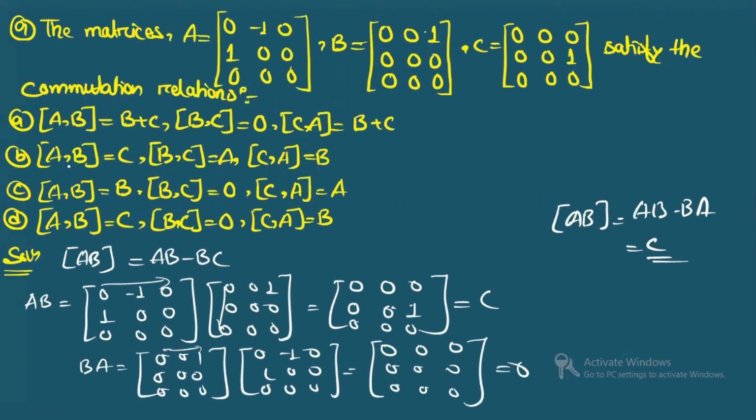Now let's check the options. You had two options: AB commutation C, and option D, which has commutation of BC to be 0. So the correct option will be option D. You can check CA's commutation value also. I'm skipping it; you can do it on your own.